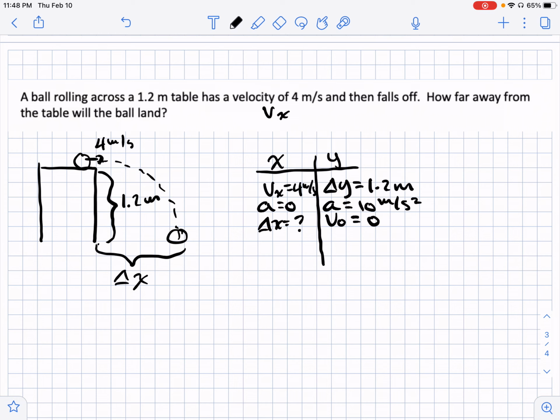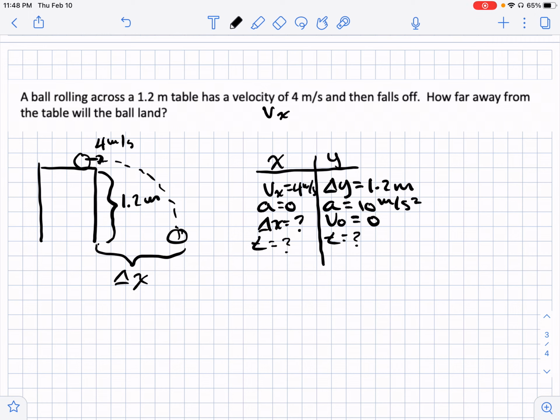And looking at the two sides, we have three pieces of information on our vertical side. So we're going to start by solving on our vertical side. And what we're going to solve for is going to be that bridge that we talked about, which was our time. Because the time in the y direction is going to be the same in the x direction.